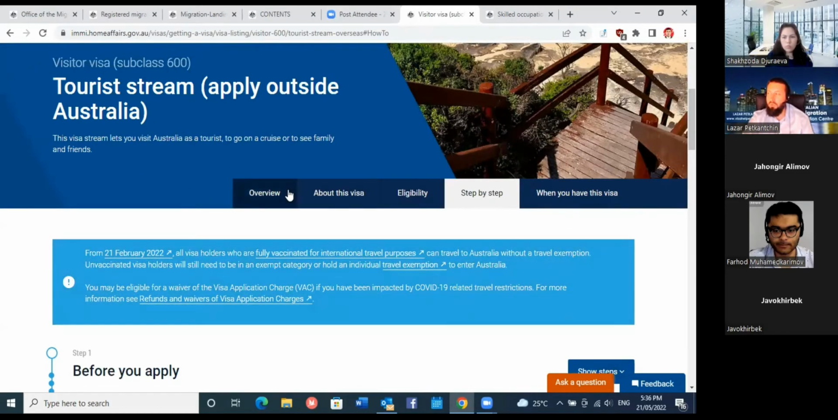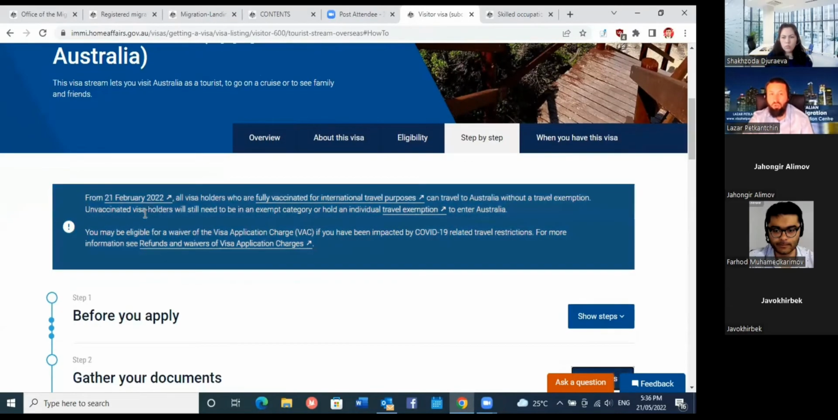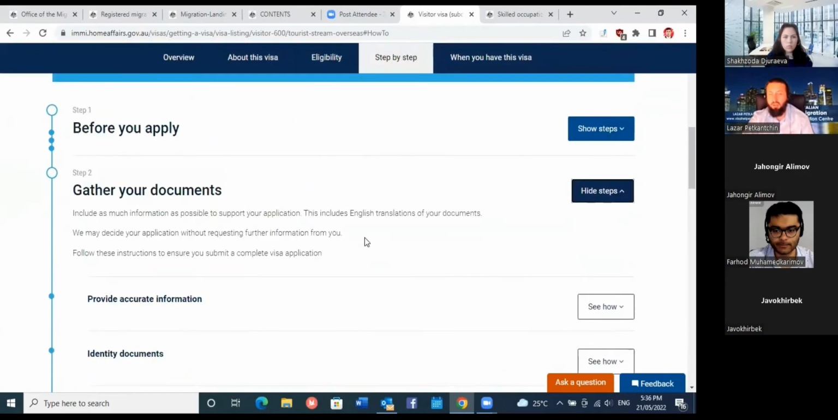Or if you, for example, are visiting because you want to do sightseeing, then you can provide documents which are not in this sort of list here, and they're going to be different to the documents you'll be providing if you have family.